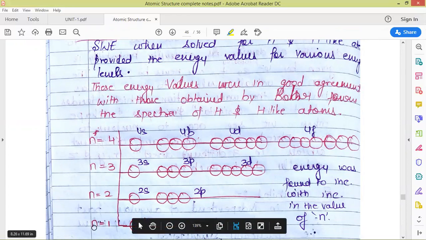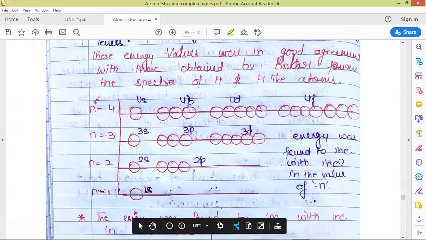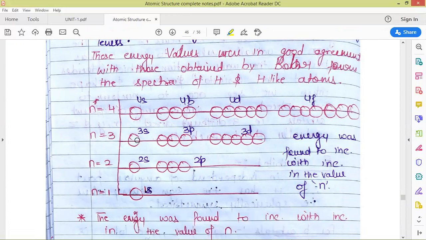As we know, for n is equal to 1, there is just one possible orbital, that is 1s. For n is equal to 2, two types of orbitals are there, 2s and three 2p orbitals. For n is equal to 3, there are 3s, three 3p orbitals, and five 3d orbitals. For n is equal to 4, there is one 4s, three 4p orbitals, five 4d orbitals, and seven 4f orbitals.